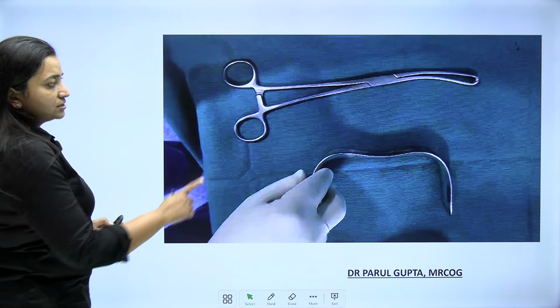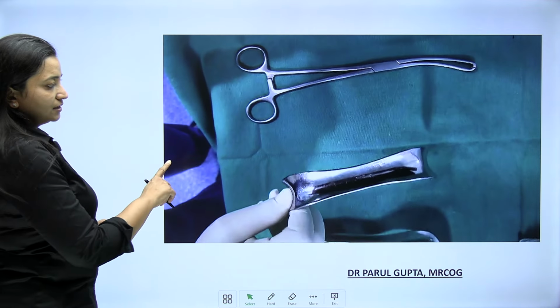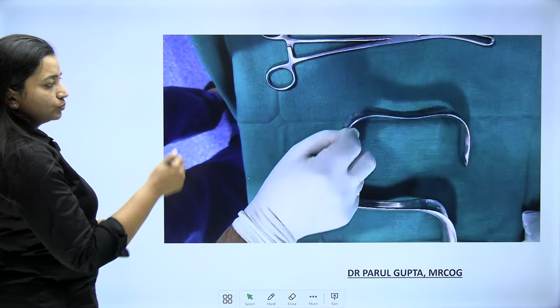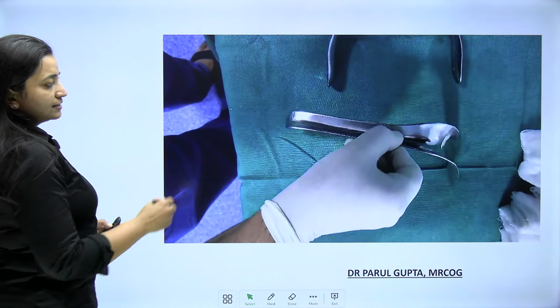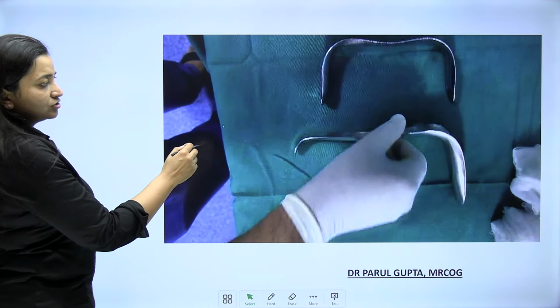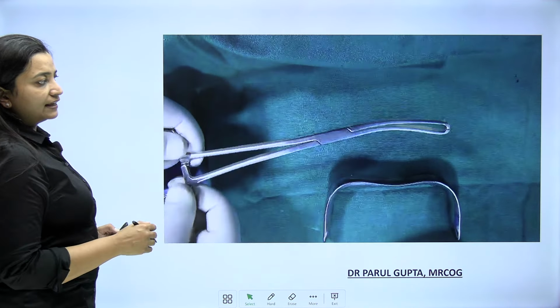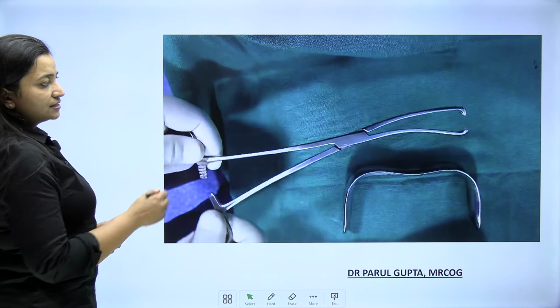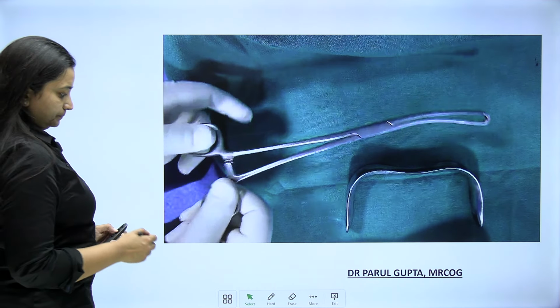So, this is how a Sims speculum looks. See the blade, it is flat to put on the posterior vaginal wall. Sometimes you do not have the other blade, so that even if the patient is not at the edge of the table, you can do that. This is a closer look at a vulsellum.